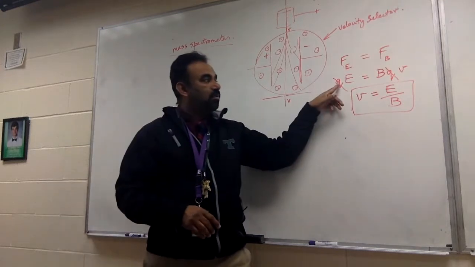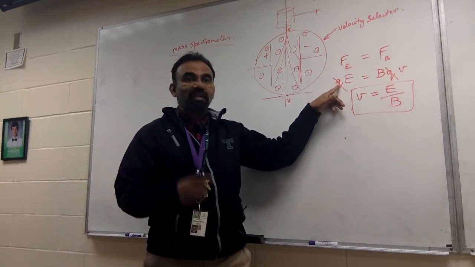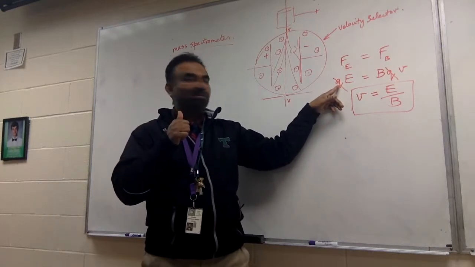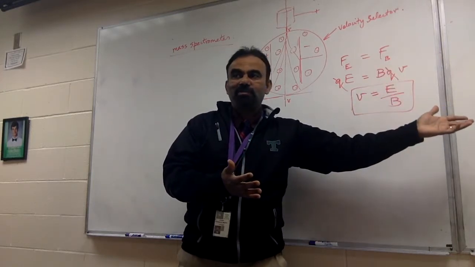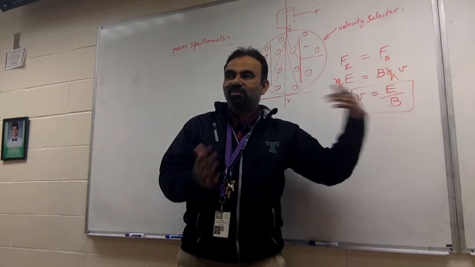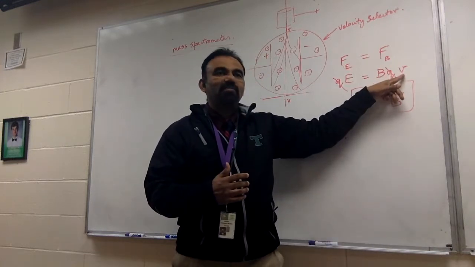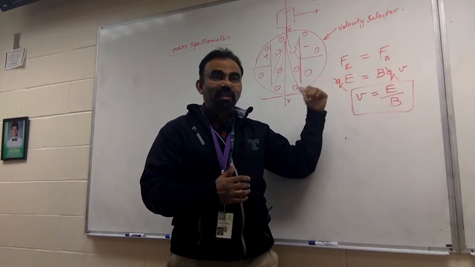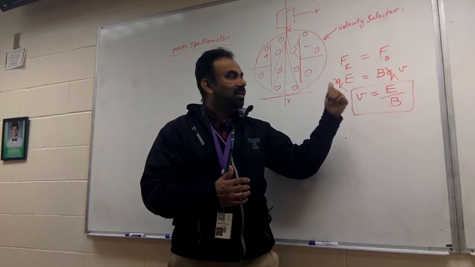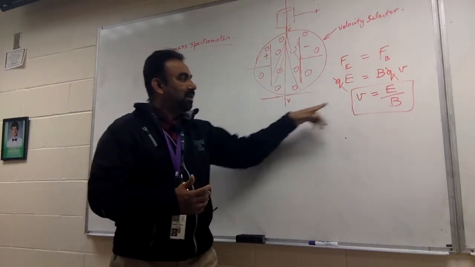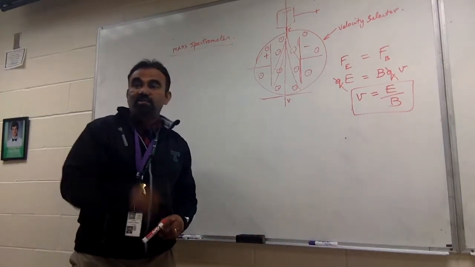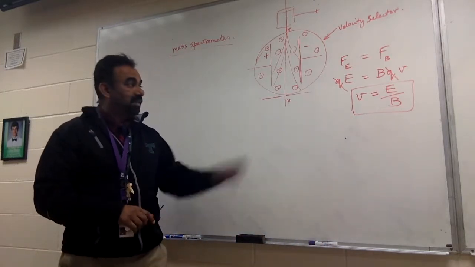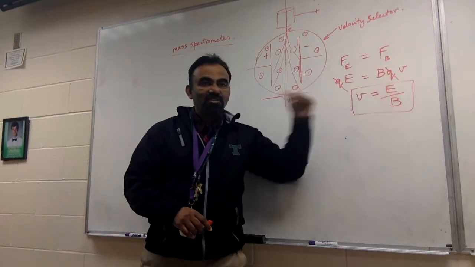Now, if it has more charge, then the electric force is going to be bigger. If it has more speed, then the magnetic force is going to be bigger. You get it? So if it has more speed, then the magnetic force is bigger. If it's got more charge, then the electric force is bigger. And so the ones which come right through the middle are the ones having one velocity. But they can be different charges, because you can see the charges are cancelling off.